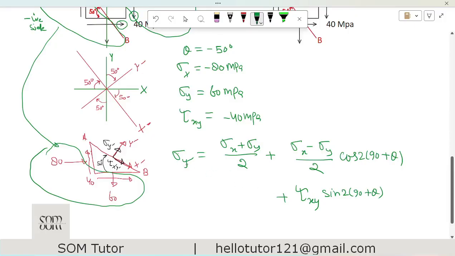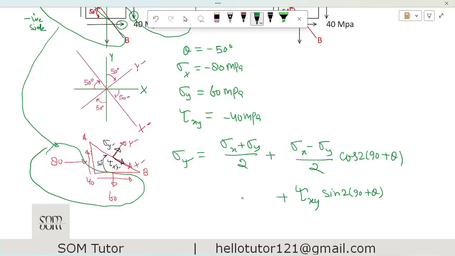If it was sigma x prime, if you remember from a previous class, then it would have been 2 times theta. And remember I told you in the previous class, if we want to find the sigma y prime, because y prime is our normal stress, we have to find it here, as you can see. We don't have to find the sigma x here, right? So in the sigma y prime we add 90 to theta. And if it was sigma x prime, then it would have been 2 times theta, not 90 plus theta.